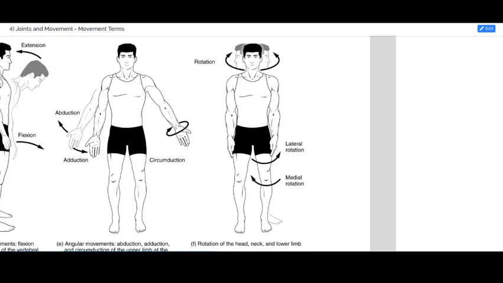Now when you're on midline, rotation can be in either direction and is just called rotation. But for joints that are off midline, when the structure of the body is moving towards the midline, that's medial rotation, and away from the midline is lateral rotation.